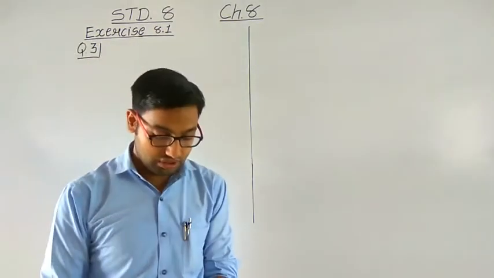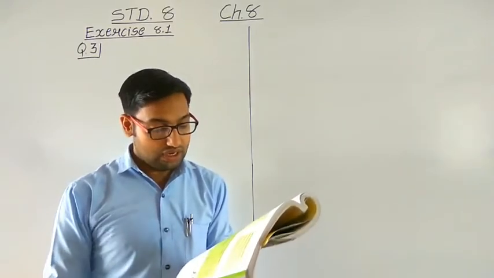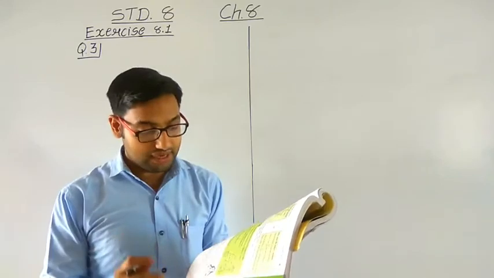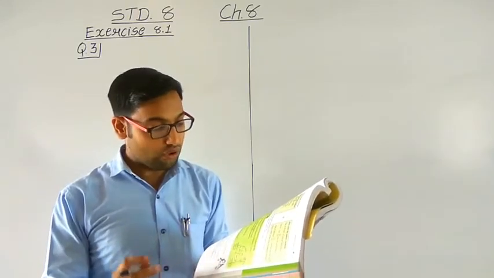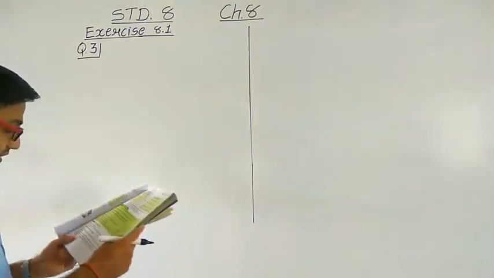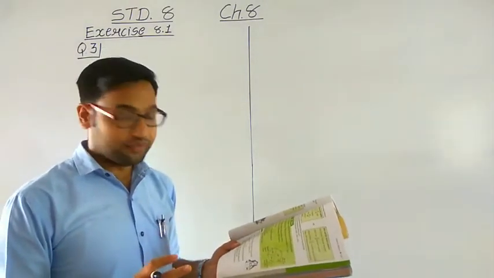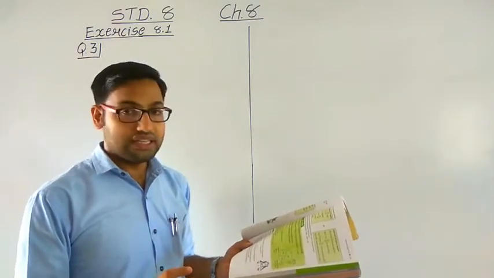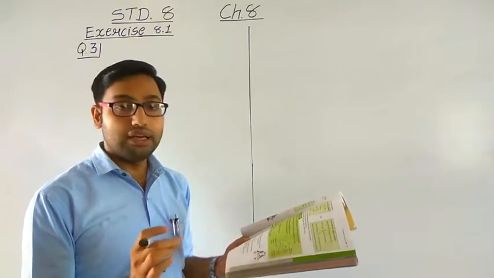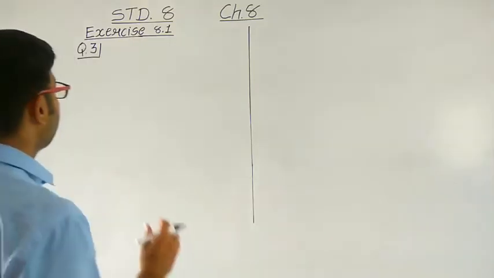See, what is the question? The question is: 72% of 25 students are interested in mathematics. How many are not interested in mathematics? Here we are given that there are a total of 25 students. Out of that, 72 percent are interested in mathematics. So how many are not interested in mathematics?